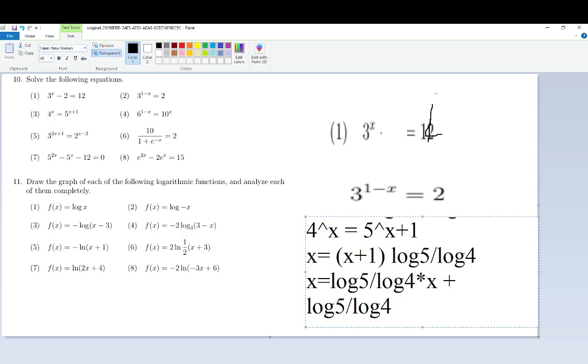So that's the... I'm just going to use the LG here. So that's just a number. How do I get x all alone? Now I'll divide by x there. No, I did this one wrong. I think I can subtract.